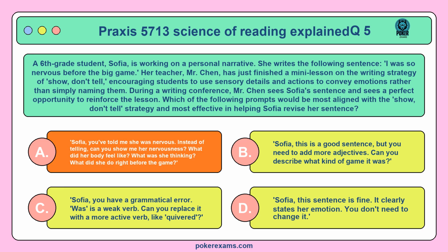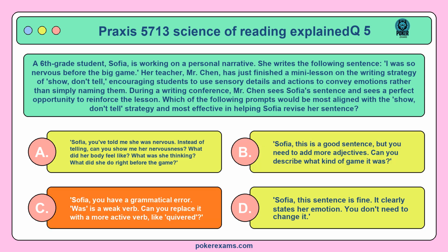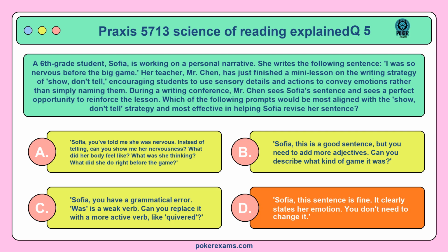Option A. Sophia, you've told me she was nervous. Instead of telling, can you show me her nervousness? What did her body feel like? What was she thinking? What did she do right before the game? B. Sophia, this is a good sentence, but you need to add more adjectives. Can you describe what kind of game it was? C. Sophia, you have a grammatical error. Was is a weak verb. Can you replace it with a more active verb, like quivered? Or D. Sophia, this sentence is fine. It clearly states her emotion. You don't need to change it.